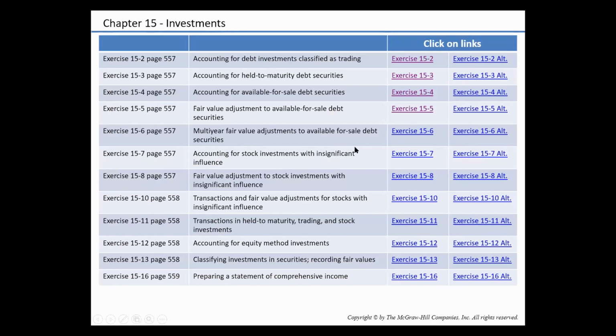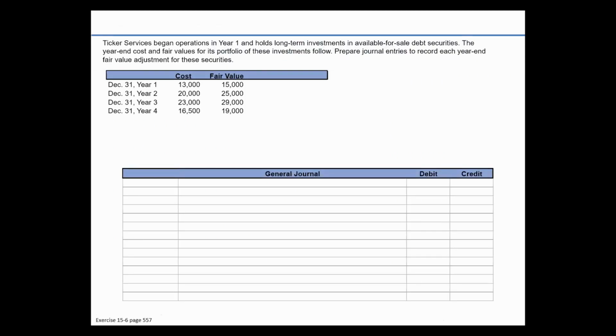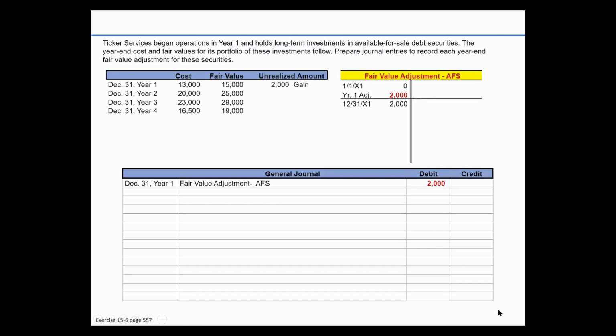A multi-year fair value adjustments for available for sale debt securities. And again, so this happened just once. So this would be figuring it out if it happened over multiple years. So Ticker Services began operation in year 1 and held long-term investments in available for sale debt securities. The year-end cost and fair values of its portfolio for these investments follow. Prepare journal entries to record each year-end fair market value adjustment. We see here then for year 1 that they had a gain of $2,000. You will have a debit to fair value adjustments AFS for $2,000, a credit to the unrealized gain equity for $2,000.